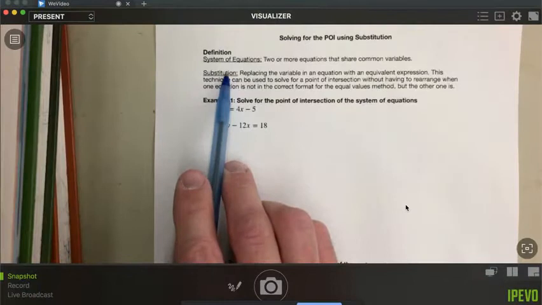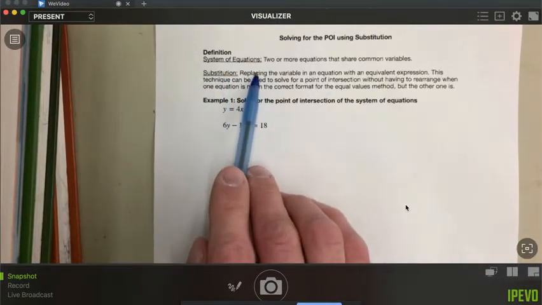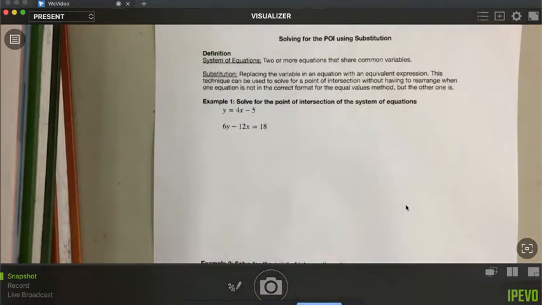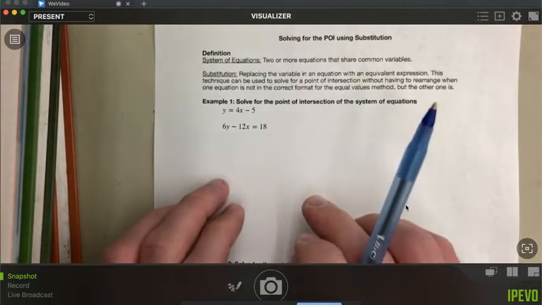Substitution is a technique we're going to use where we can replace the variable in one equation in special circumstances. That special circumstance is if one of our equations isn't y equals or x equals, but the other one is, then we can use what's known as substitution.